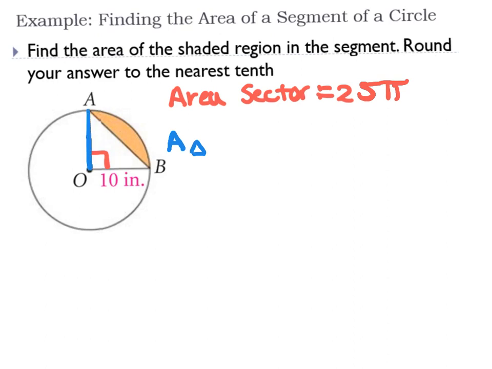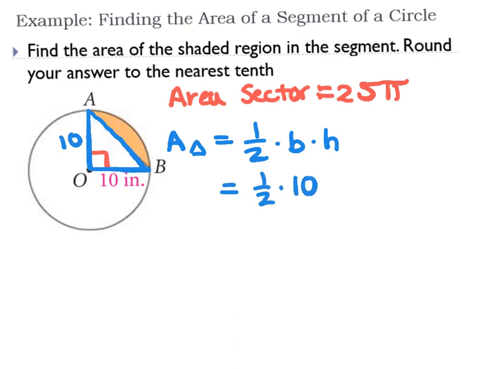Now because this is a right triangle, as shown here, the area of the triangle is 1/2 the base times the height. So the area of the triangle is 1/2, the base is 10, and the height, because it's a radius, is also 10. So this gives us that the area of the triangle equals 50.